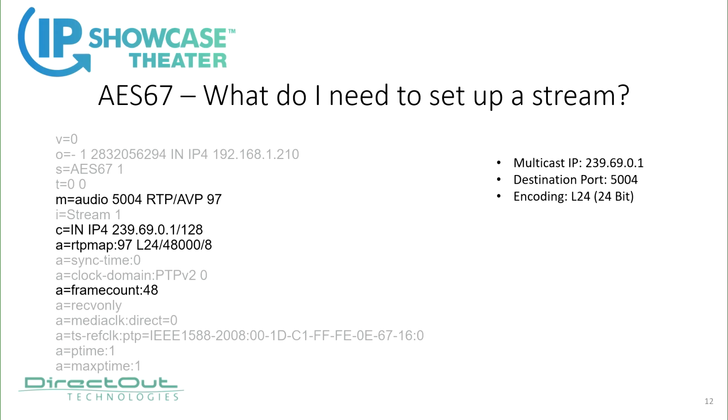The encoding here is 24 bits. You can see this here in the RTP map line: 24-bit, 48 kilohertz, 8 channels. So this information is written here. And the payload ID is 97. That's also crucial information because this is a dynamic payload type. It could be 98, could be 99, 100, whatever.